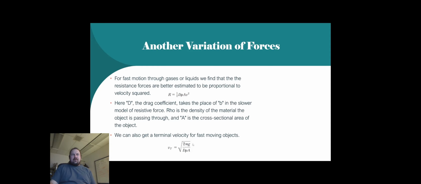So a famous one for this one is dropping a coin off of a very tall building. If we didn't have these drag coefficients, that object would continue to accelerate and cause damage when it hit the ground. But because of terminal velocity, we don't have that issue.